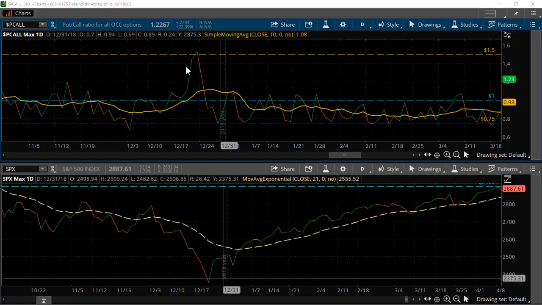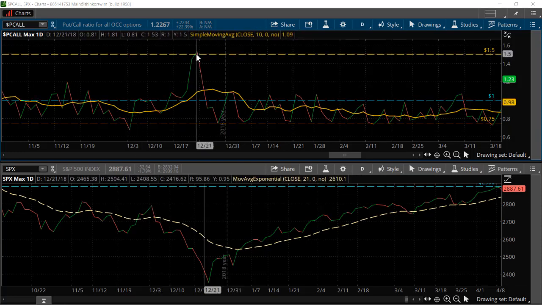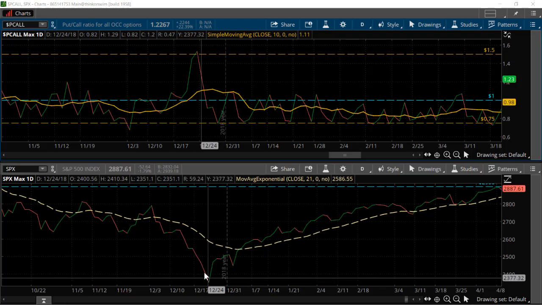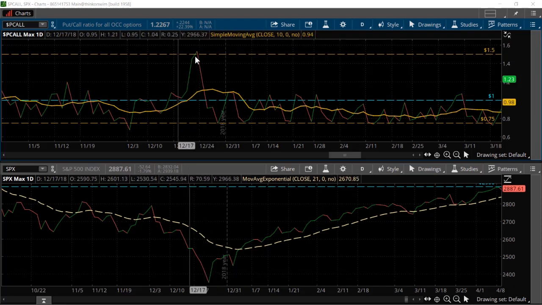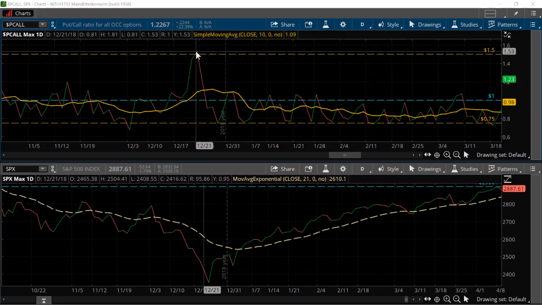Let's see where we are currently. This is a really good example. Back in December of 2018, we had that extreme sell-off. We had the lows on about the 20th, 21st, and we had the put call ratio just skyrocket. Now let's take a look and see where we are currently.